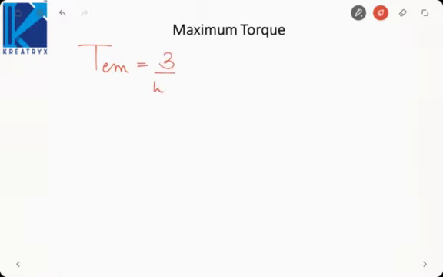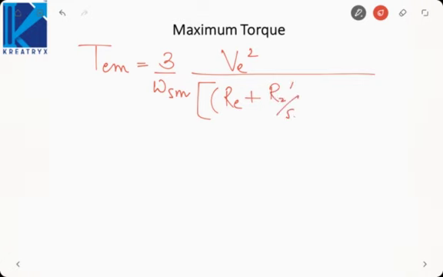3 by omega Sm, Ve square, into (Re plus R2 dash by SMT) whole square plus (Xe plus X2 dash) square, into R2 dash by SMT. This will be your maximum torque.